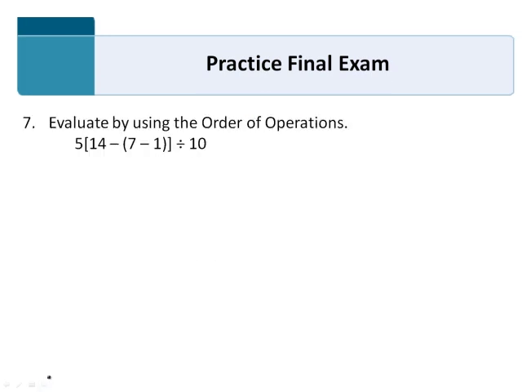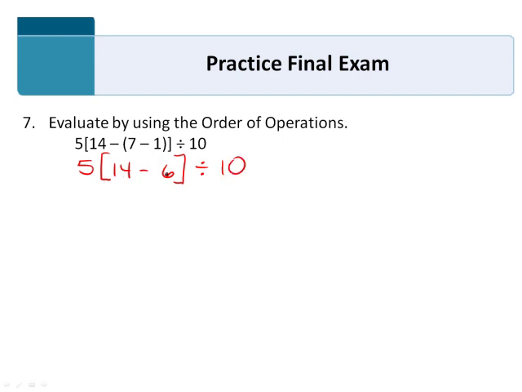Number 7, another order of operations problem. At least this one looks friendlier. So we're going to start with the 7 minus 1, the innermost grouping symbol. Okay, so bring down the 5 and the 14 and the minus sign. 7 minus 1 is 6. So I can now drop the parentheses because I've taken care of that operation.